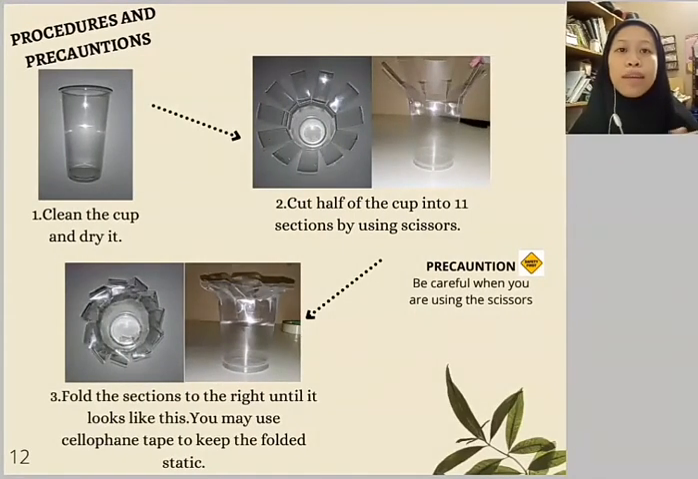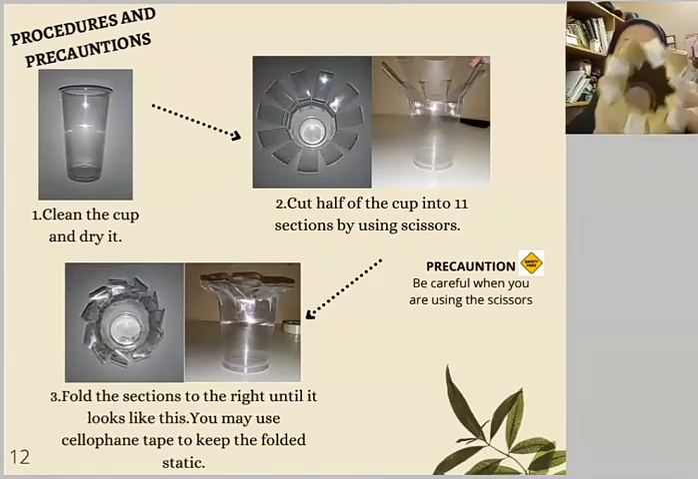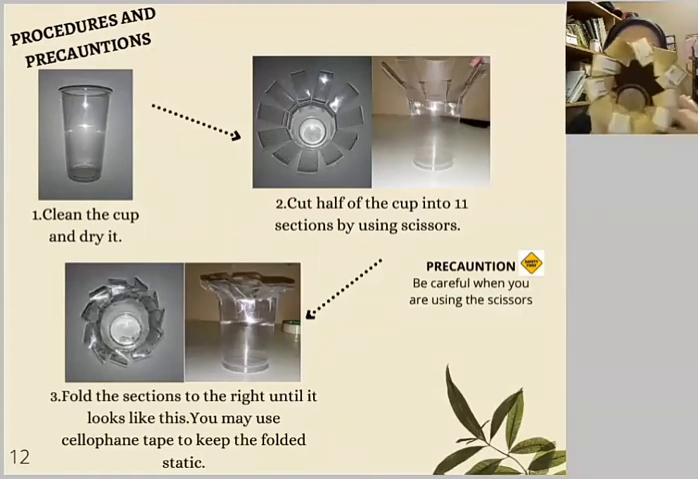Next one is the procedures and precaution. Okay, the first one is you clean the cup and dry it. And second one is you cut half of the cup into 11 sections by using scissors. And the third one is fold the section to the right until it looks like this. Okay, I'm going to show you the actual. So I'm just folding it to make it look flower-like.